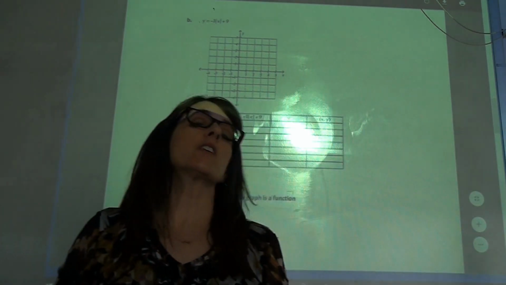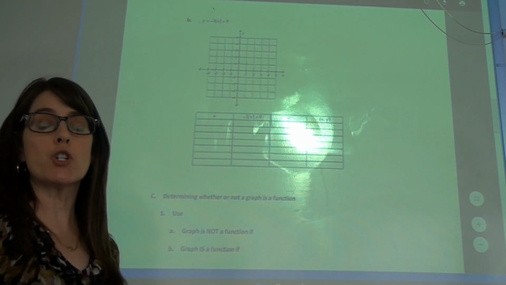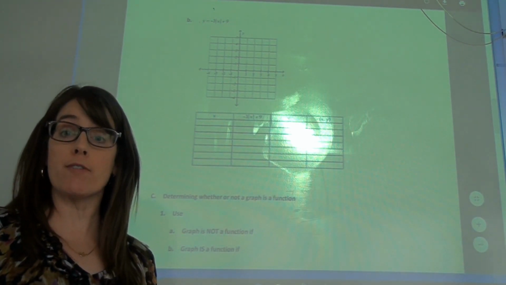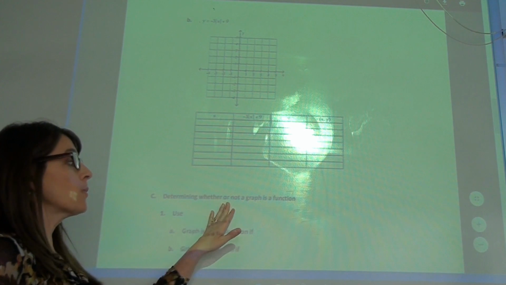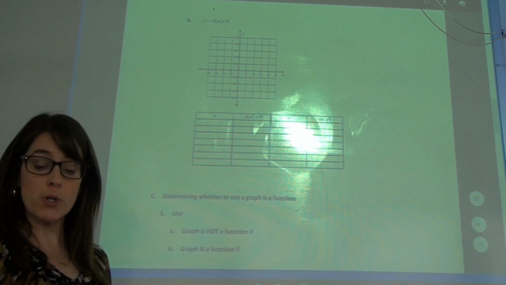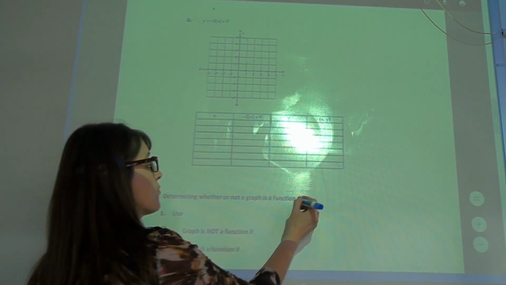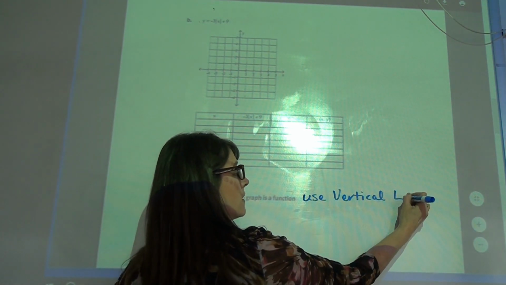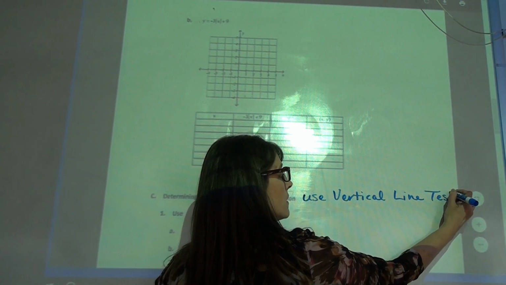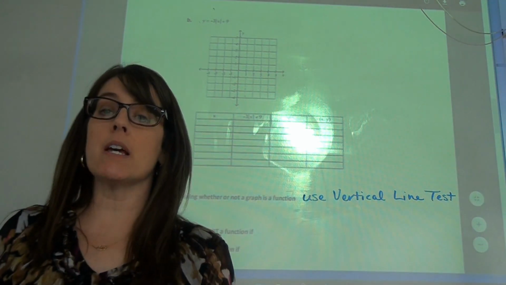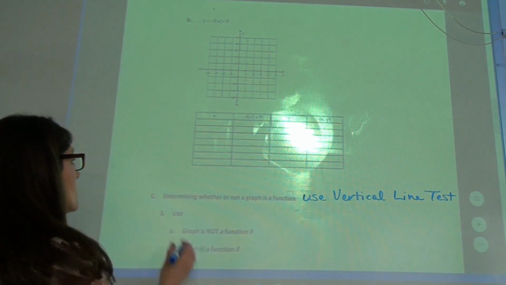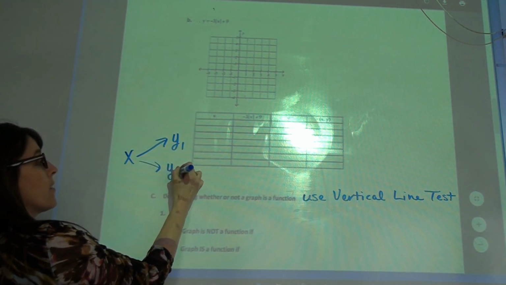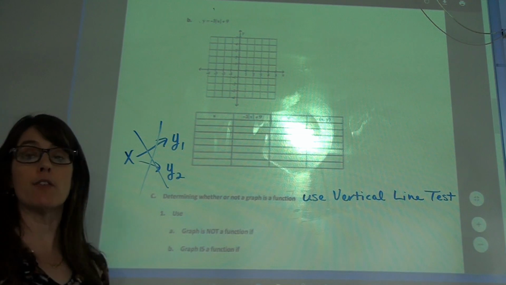So what this does is it gives us a tool for being able to determine whether or not you have a function if you have a picture, or in other words, a graph of your equation. To determine whether or not your graph is a function, you use the vertical line test. Because your vertical line test is based on this idea, this picture that I had told you about, where I've got the same x going to two different y values, and when that happens, I do not have a function.